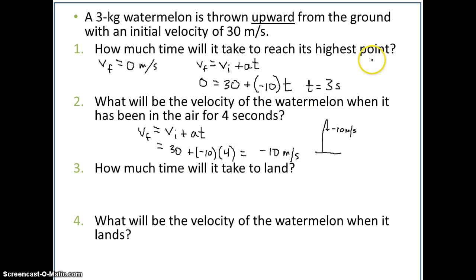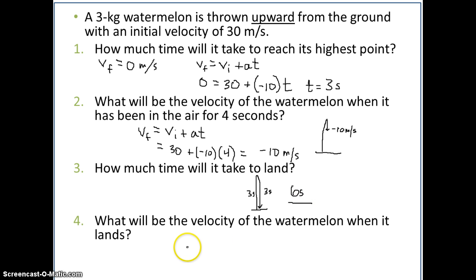How much time will it take to land? Well, that one's pretty easy. We already know it's going to take 3 seconds to get to its highest point. So here's the ground. It goes up for 3 seconds. Guess what? It comes back down for 3 seconds. 3 going up, 3 going down. 3 seconds there, 3 seconds there. It's a total of 6 seconds.